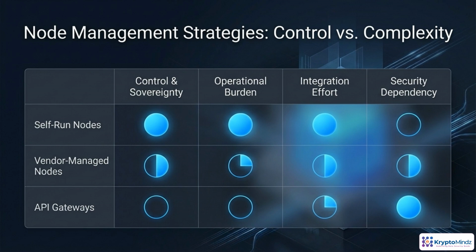Choosing how to access a blockchain is really a trade-off between control and simplicity. Self-run nodes give you maximum sovereignty. You decide upgrades, security posture, and uptime. The cost is a heavy operational burden and more complex integrations. Vendor-managed nodes reduce operational work, but create dependency on that provider's reliability and controls. API gateways are the lightest to run and the fastest to integrate, but you accept deep reliance on a third party for both security and network access.